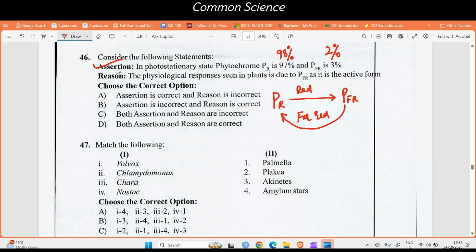How about the reason? The reason says the physiological responses seen in plants are due to PFR. Yes, it is the active form. So both assertion and reason are correct. Option D is the correct answer. 46.